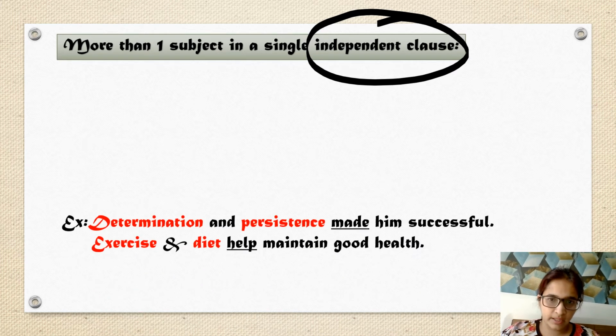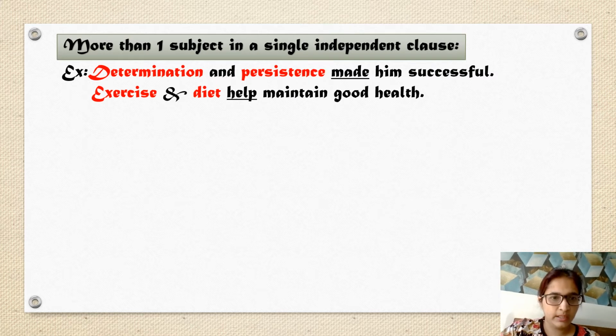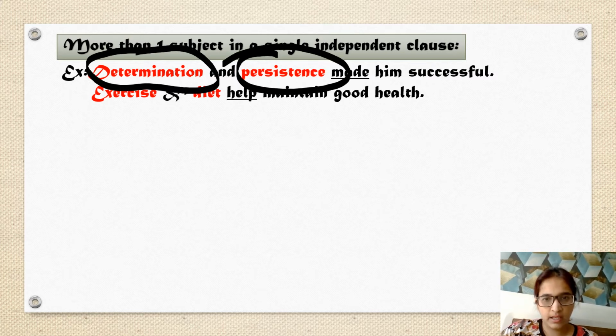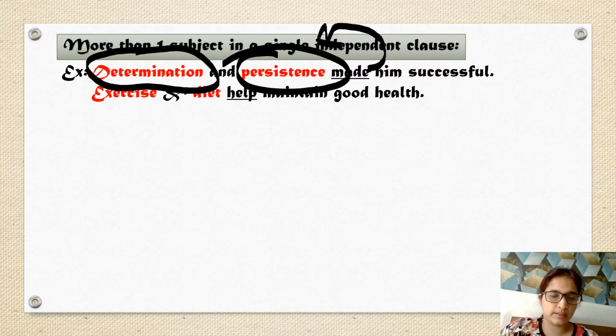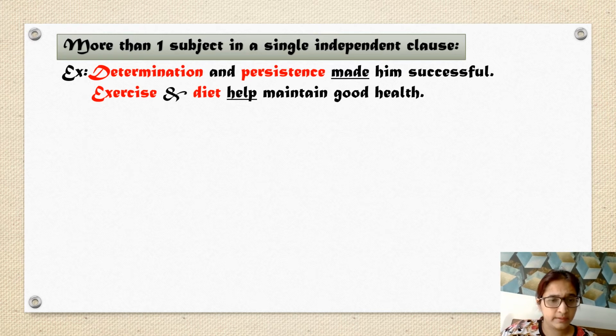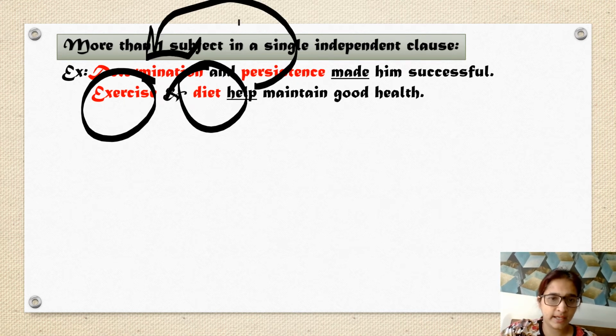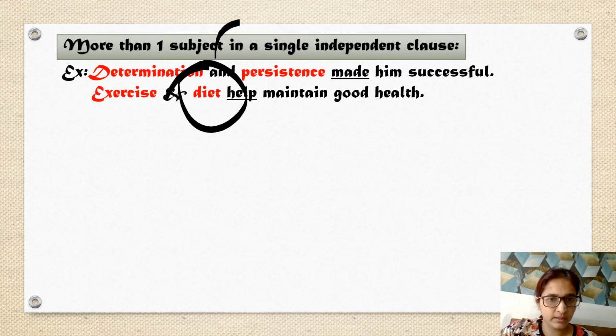So let's see an example where you are using more than one subject in one independent clause. For example, you say: determination and persistence made him successful. What are we talking about here? We are talking about the two characteristics which made him successful. What were the two characteristics? It was determination and persistence. So determination and persistence are the subjects here, and they are nouns, of course. Then you have: exercise and diet help maintain good health. What helps maintain good health? Exercise and diet. Both of these are the subjects here.